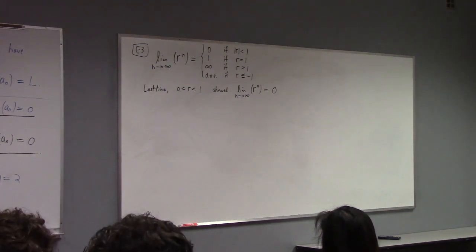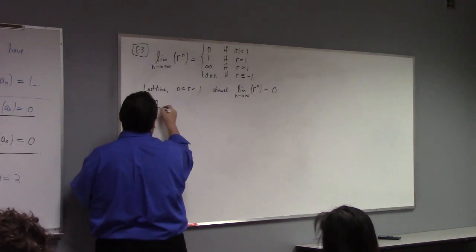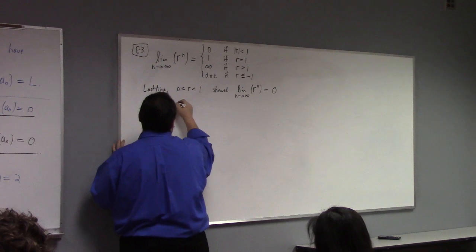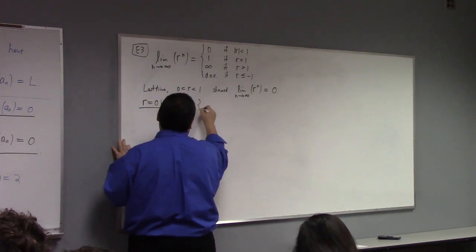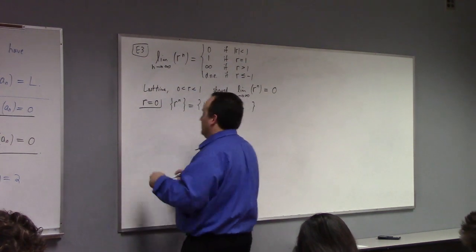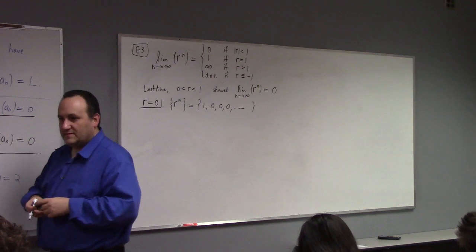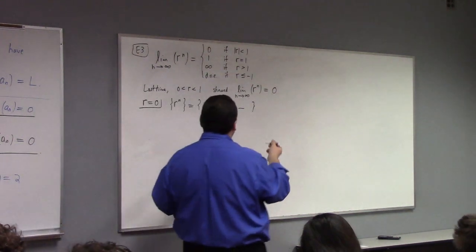So what if r equals 0? Well, that's a kind of a dumb case, isn't it? R equal to 0, you have r to the n, the sequence is what? I guess it's 1, 0, 0, 0, and so forth and so on, right? What's the limit of that sequence? We don't need anything fancy for this one, right? The limit of that is 0, right?